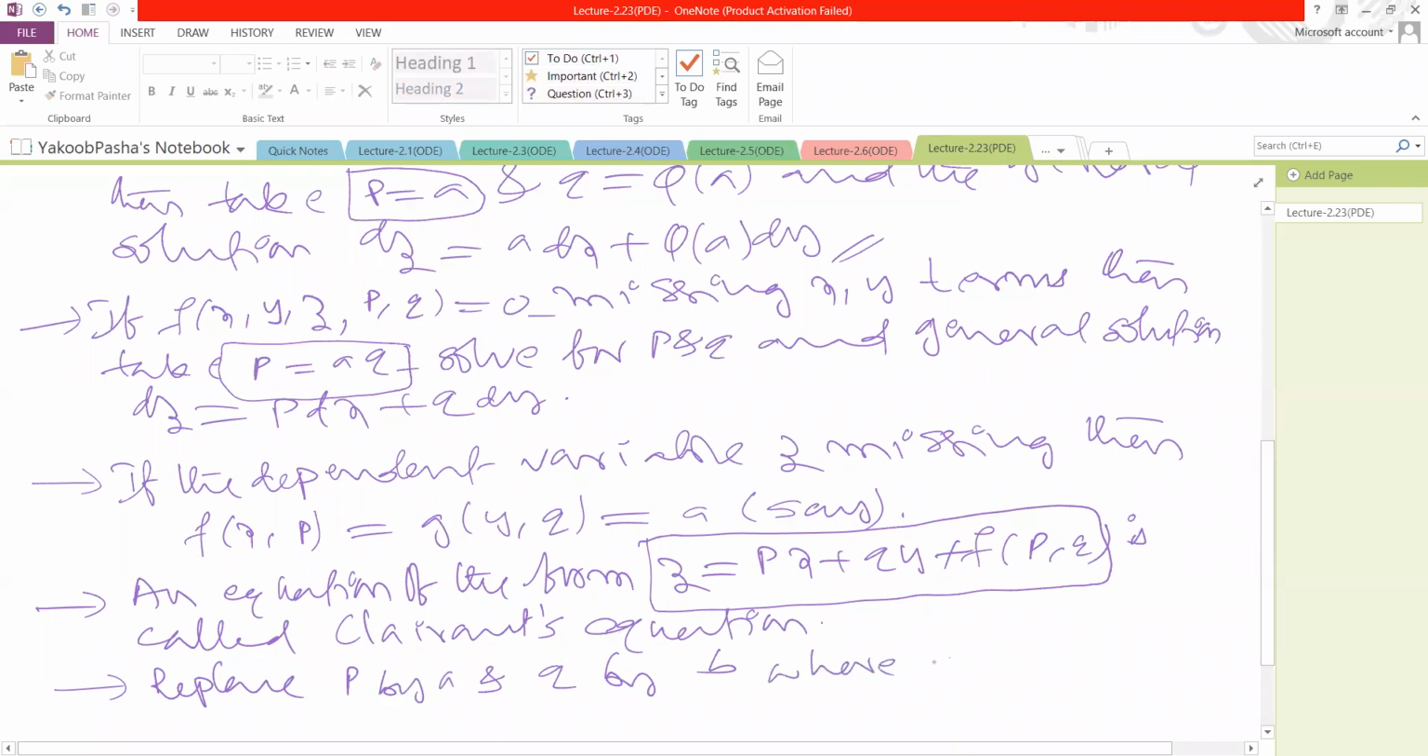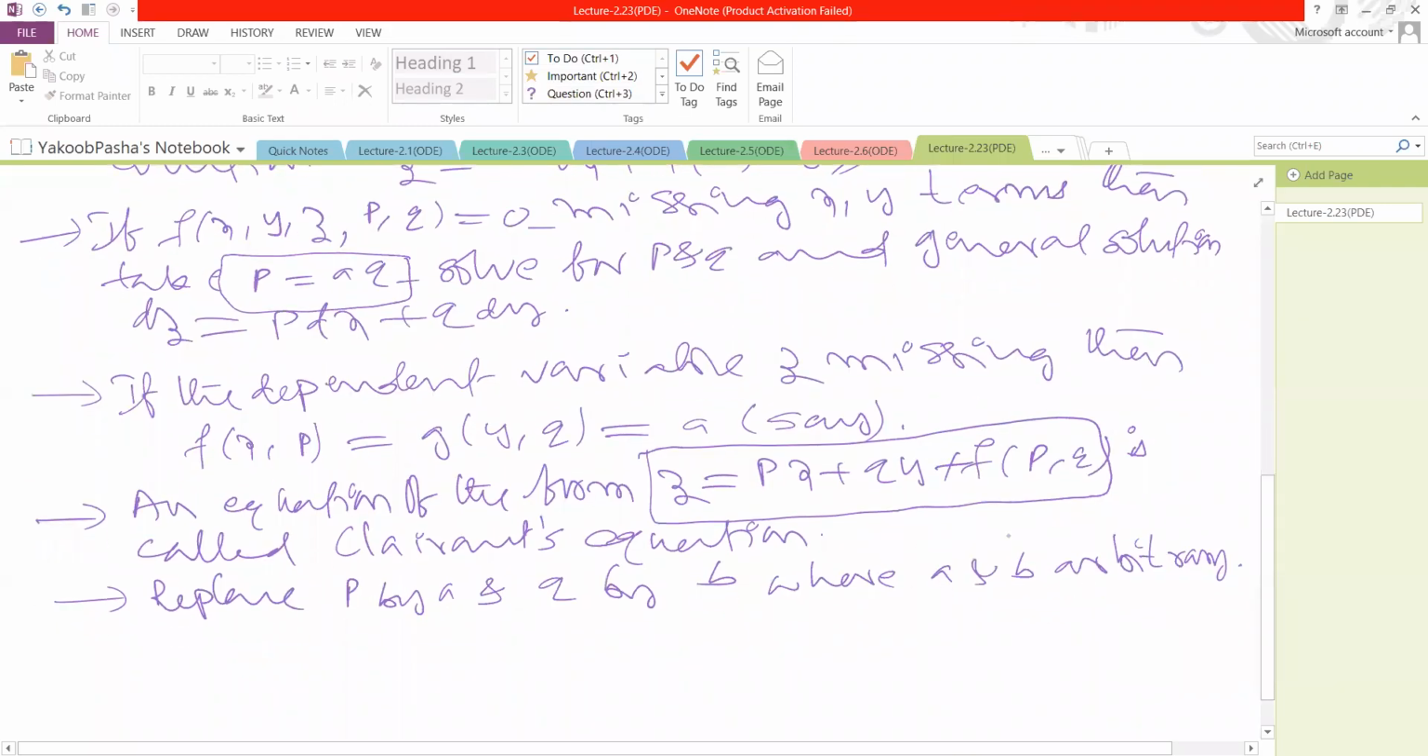Where a and b are arbitrary. So the general solution can be obtained by taking p equal to a and q equal to b. Therefore, the general solution is z equal to ax plus by plus f of (a, b). This is the general solution.